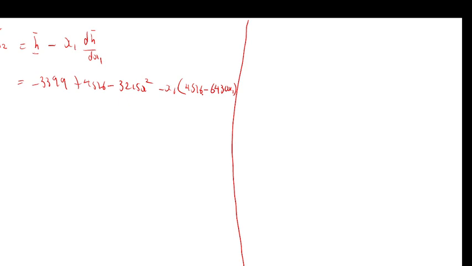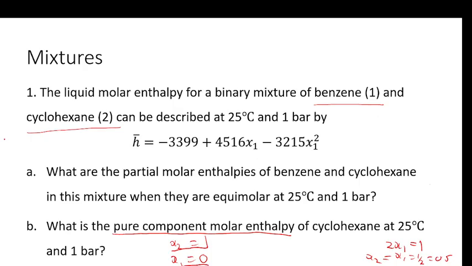And if I should calculate this, so this is x1. If I should put in my value of x1 to be 0.5, I'll be getting my value to be minus 2595.25. So this is what it's going to be for H2. Then the next part of the question asked, what is the pure component molar enthalpy of cyclohexane at 25 degrees Celsius. So for the pure component molar enthalpy, right, we are going to use x2 to be equal to 1 and x1 to be equal to 0.